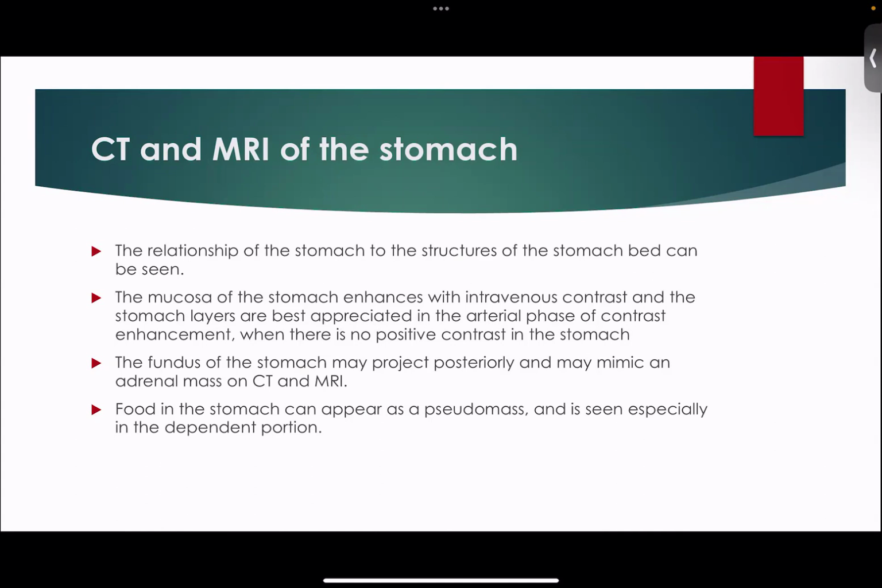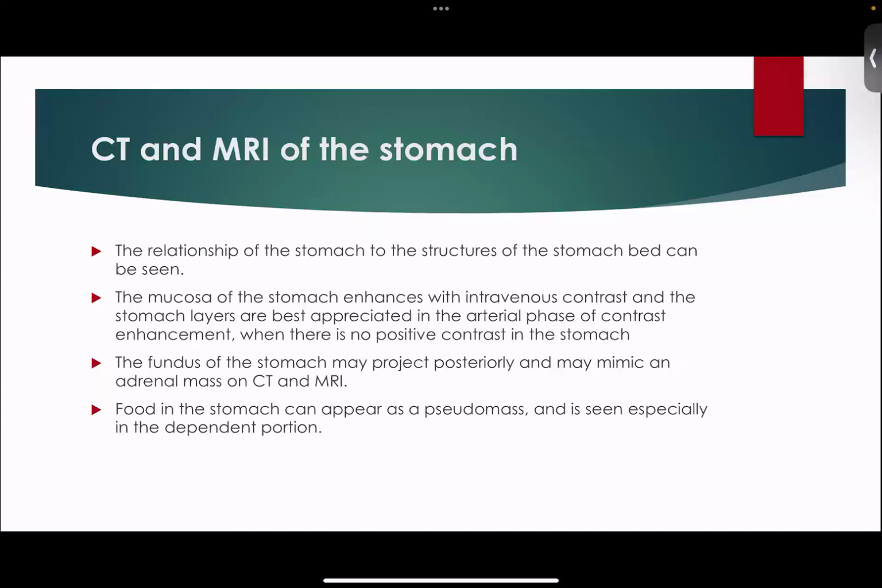CT and MRI of stomach. Really, CT and MRI are not routinely used for stomach unless we have tumor, and we use CT for staging, or we use it to see the structures in the stomach bed, as we say, such as the pancreas, aorta, celiac trunk. The mucosa of stomach enhances with intravenous contrast, and the stomach layers are best appreciated in the arterial phase, 20 to 30 seconds after we give the contrast.